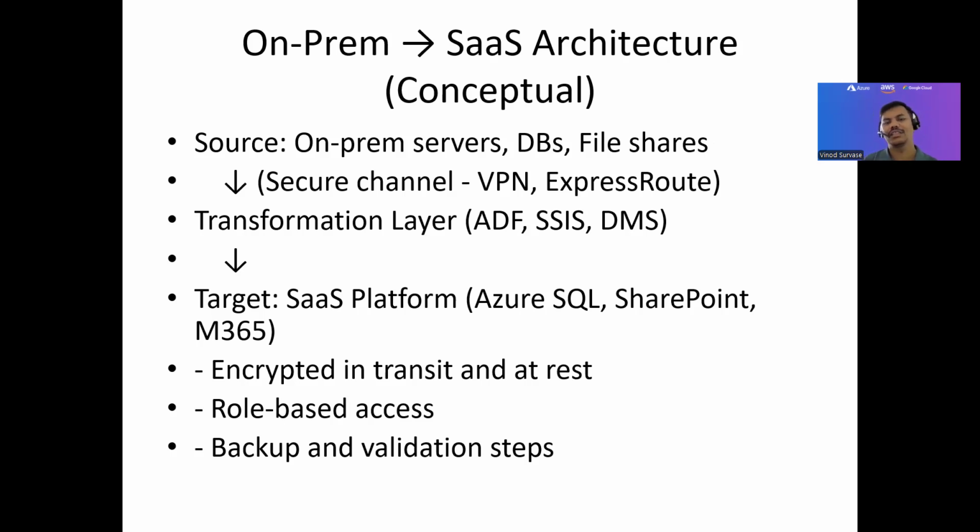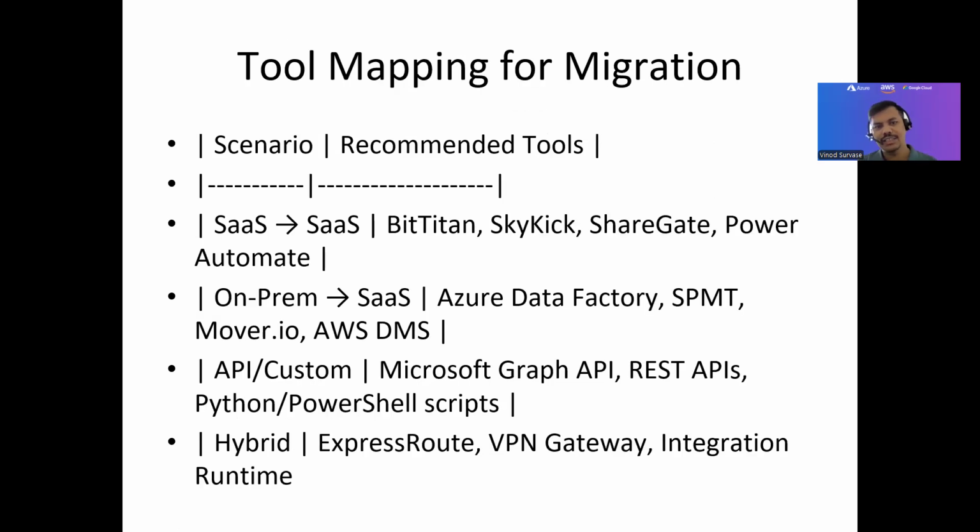So these are the steps that we should definitely be taking, making sure everything is aligned as per the data as well as per the business. So this is on the on-prem to SaaS side. This is the mapping of migrations, or the tools mapping for the migration basically.